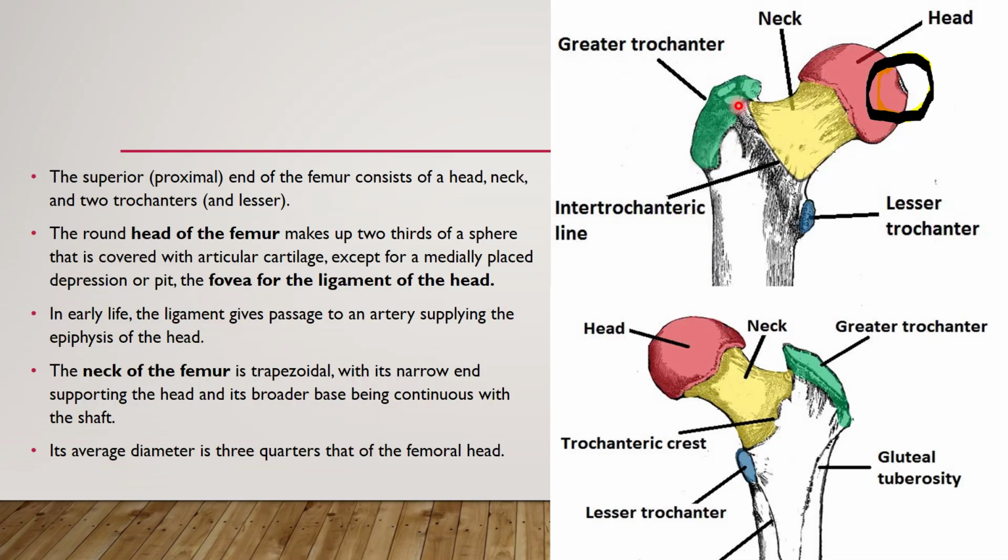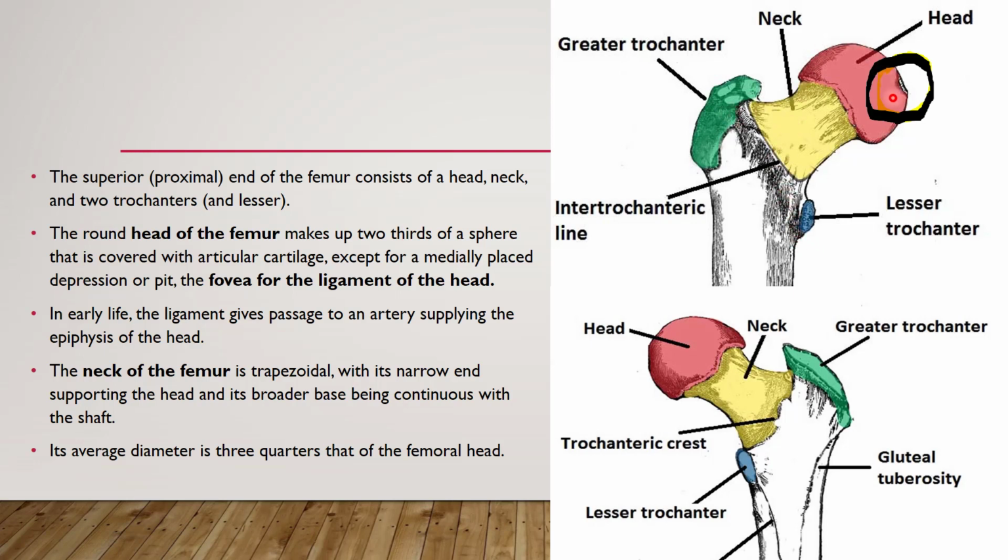The superior or the proximal end of the femur consists of a head. See here, they have shown the head in red color. This is head, then this yellow colored neck, and there are two trochanters. This is greater trochanter and there is one lesser trochanter. So this is head, neck, greater trochanter and lesser trochanter.